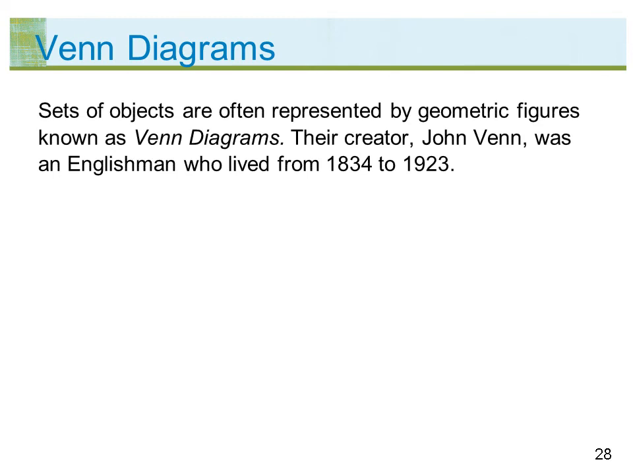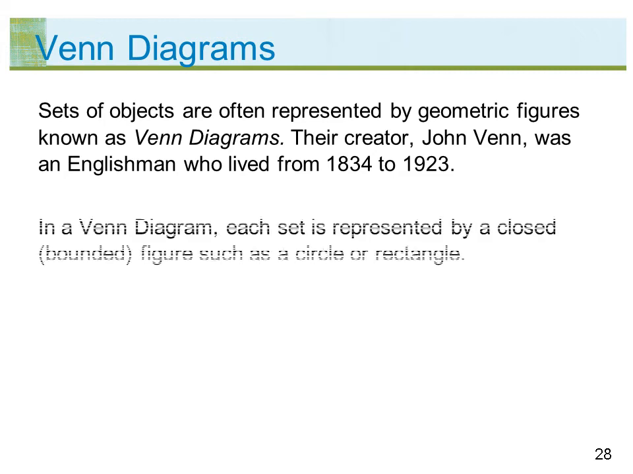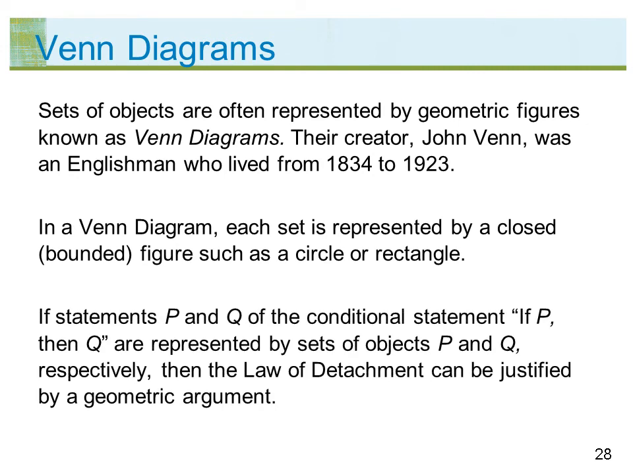Sets of objects are often represented by geometric figures known as Venn diagrams. Their creator, John Venn, was an Englishman who lived from 1834 to 1923. In a Venn diagram, each set is represented by a closed, bounded figure such as a circle or rectangle. If statements P and Q of the conditional statement, if P then Q, are represented by sets of objects P and Q, respectively, then the law of detachment can be justified by a geometric argument.